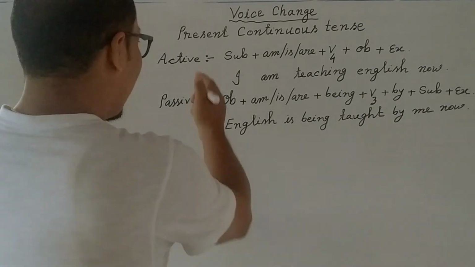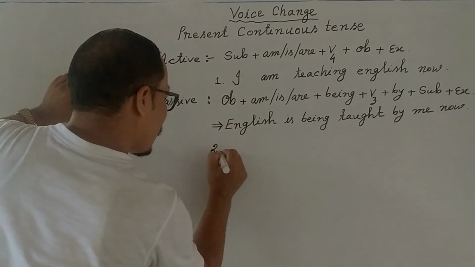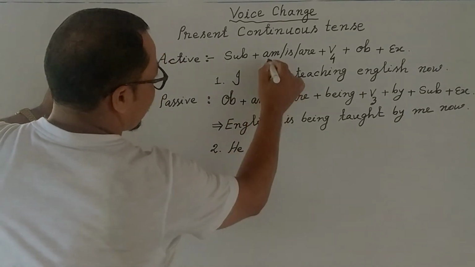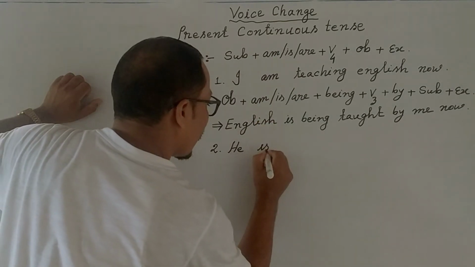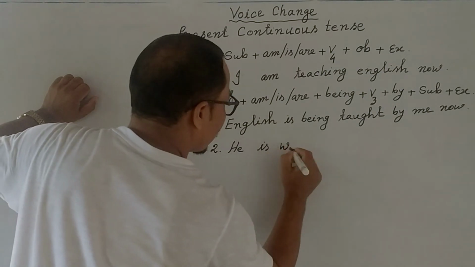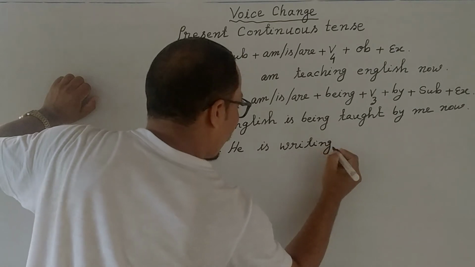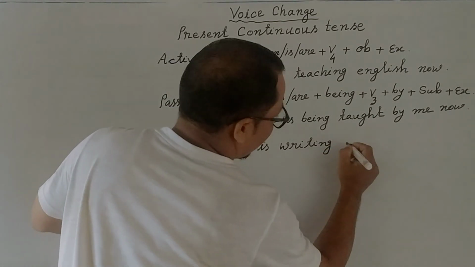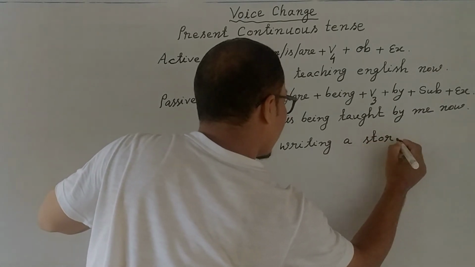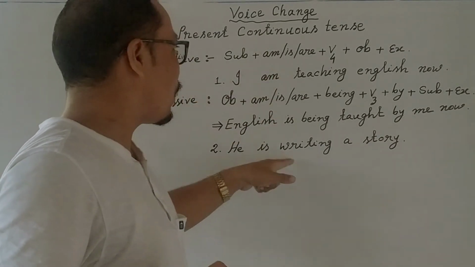So let us write, suppose this was example number 1. We will write example number 2. He is the subject. Then is here. He is writing a story. He is the subject of this sentence. Is is the helping verb. Writing is the verb.